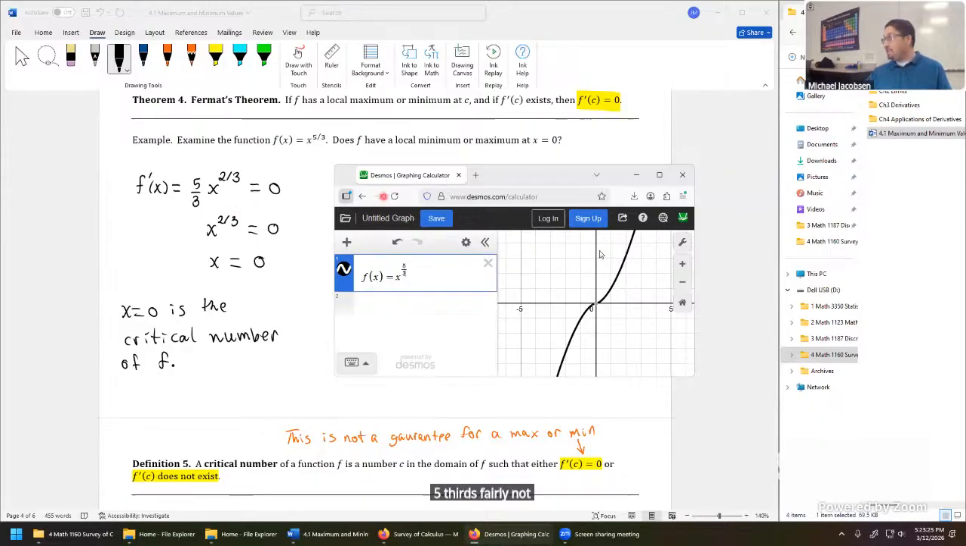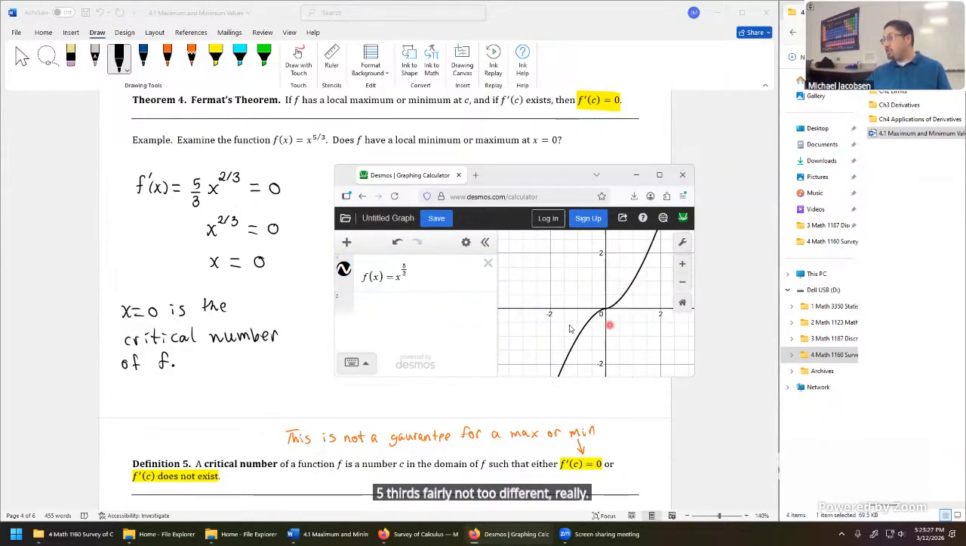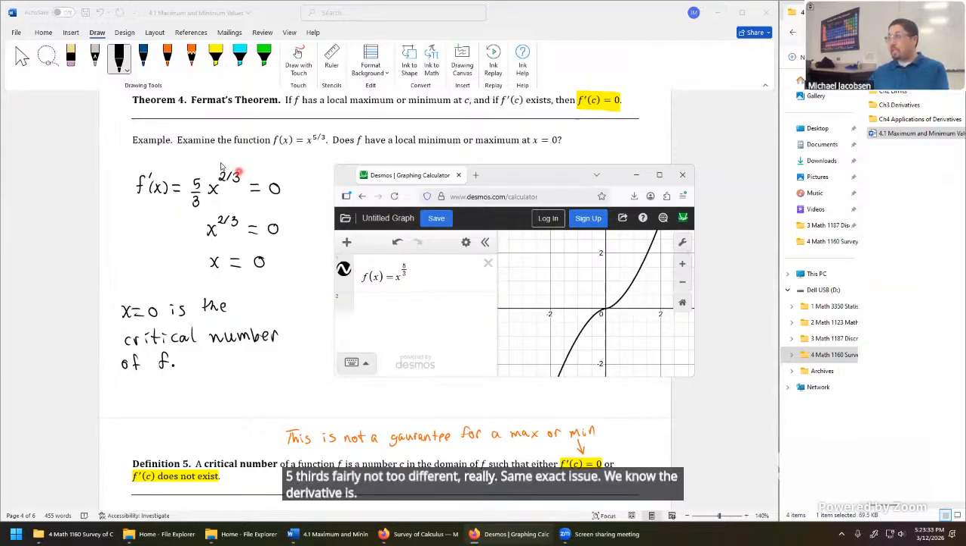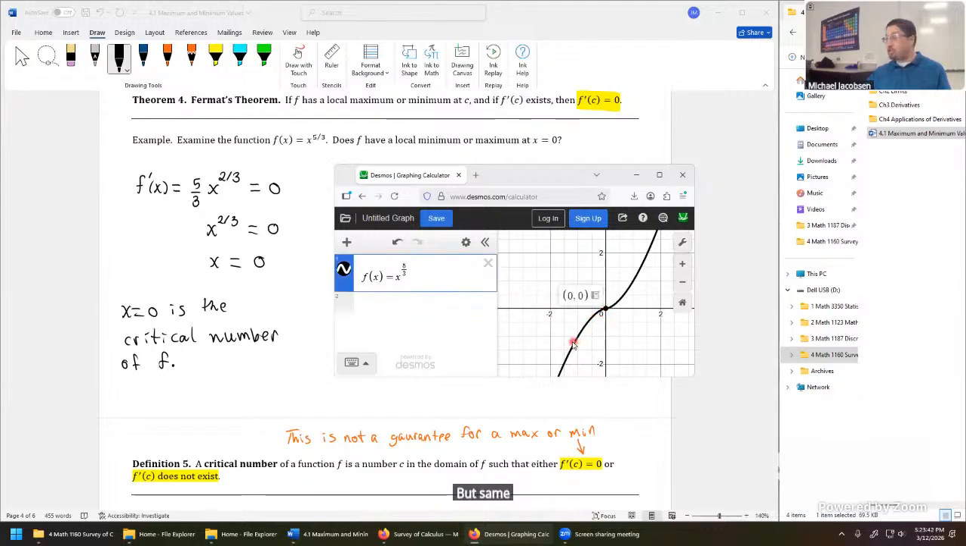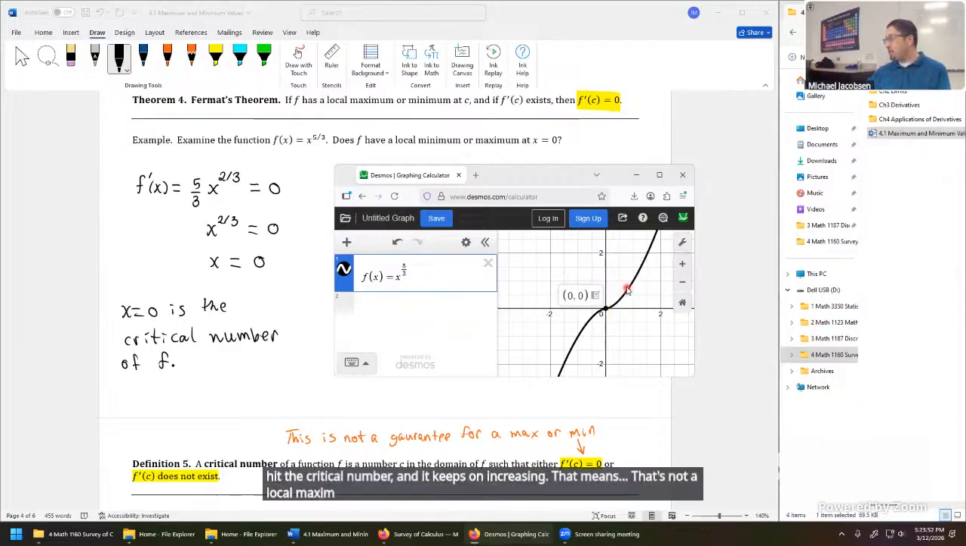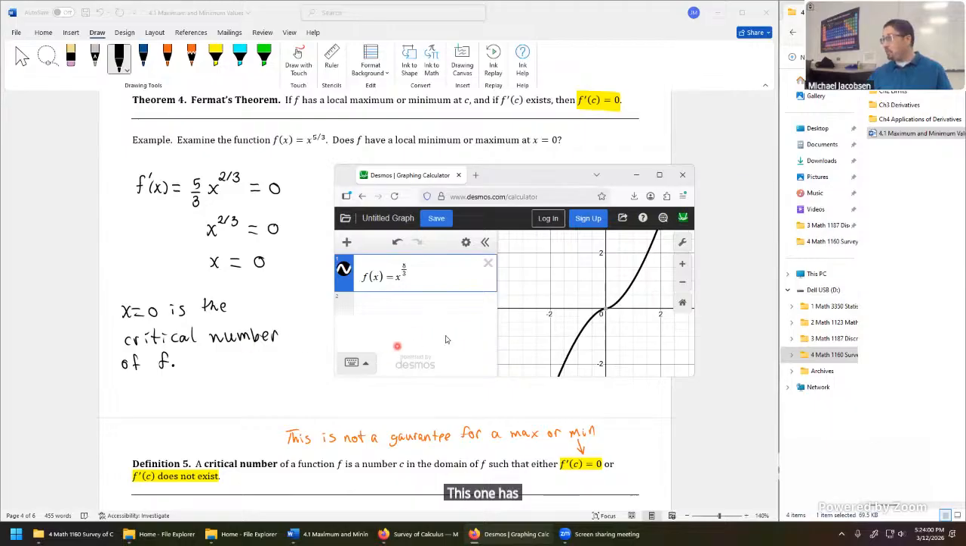Really not too different, really. Same exact issue. We know the derivative is 0 when you plug in 0 because that's the whole derivative. Plug 0 here, you get 0 out for f prime of x equals 0. But same issue. As you're going through this graph, it's increasing on the left. You hit the critical number, and then it keeps on increasing. That means that's not a local maximum because values to the right are higher. It's not a local minimum because values to the left are smaller. This one has neither. It's a pretty weird function.